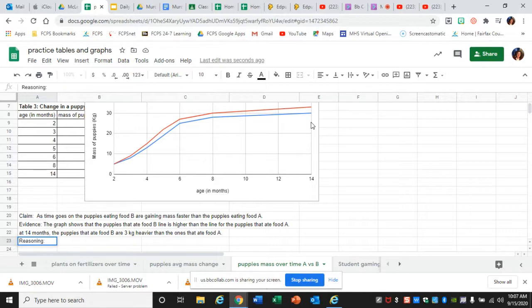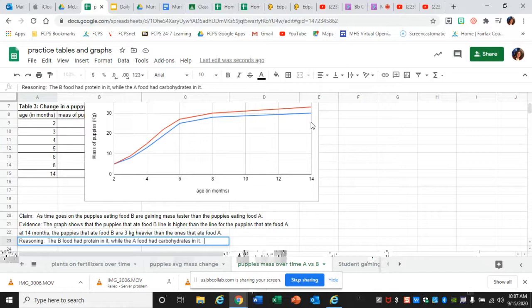So I'll just tell you that the B food, right? The B food had protein in it, while the A food had carbohydrates. Now, I don't expect you to know anything about these two things yet. This is going to be the unit that we do next. But what I will say is that proteins are molecules that are really good at helping to build muscle and bone. And when puppies are growing, they do need a lot of protein because they are growing their muscles and bones. That's how they're getting bigger.